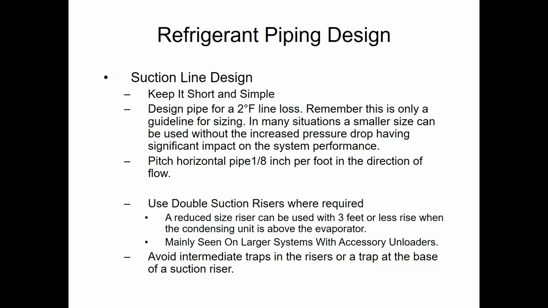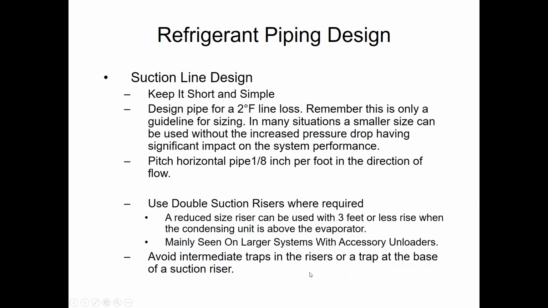Okay. So suction line, you want to always pitch the horizontal runs 1/8 inch per foot in the direction of flow, which is always going to be going back to the condensing unit or the compressor. Double suction risers where required. We'll get into that in their design. Or speed risers, and we'll talk about that and where you use them. And again, avoid traps. We don't want any intermediate traps in the risers.